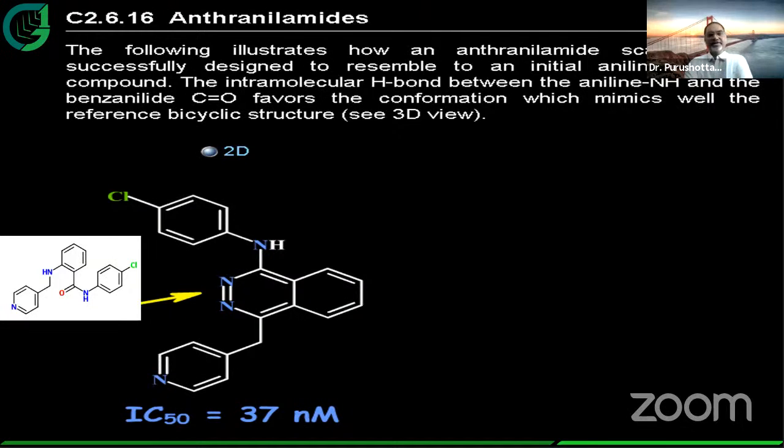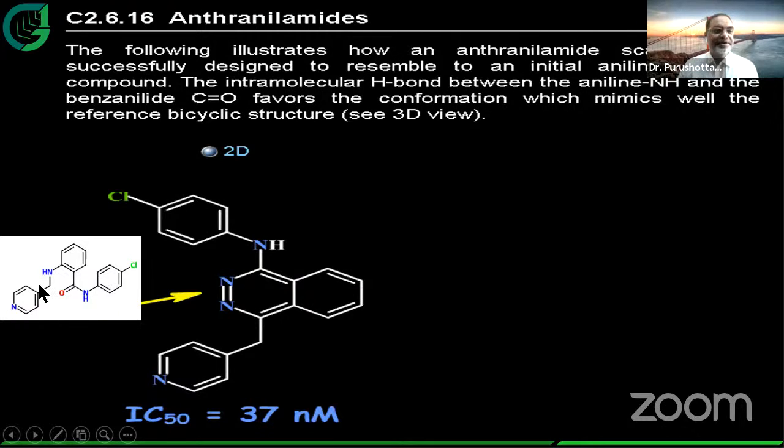You could see that this compound presented here has 37 nanomolar activity. Okay, if you see this scaffold, anilino-thalazine has a nitrogen-nitrogen double bond, but does this molecule have any relation with the molecule that is shown on the left hand side? Apparently, if you see this molecule, you don't see any kind of relation.